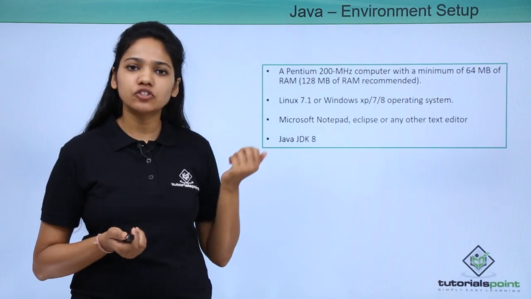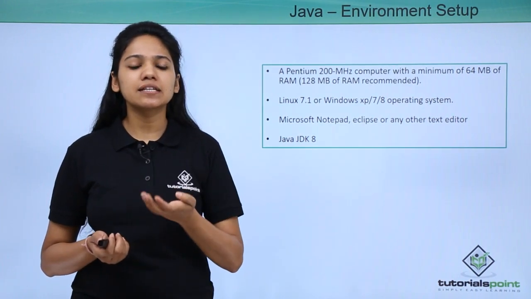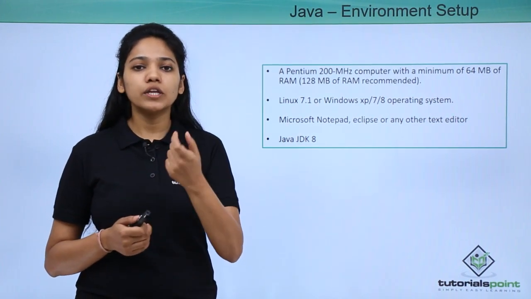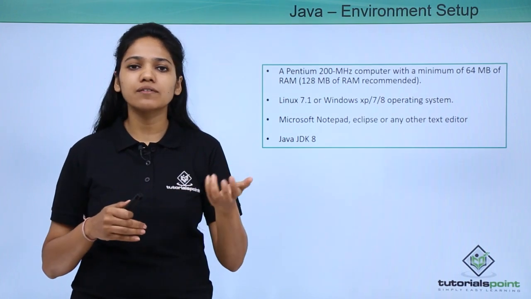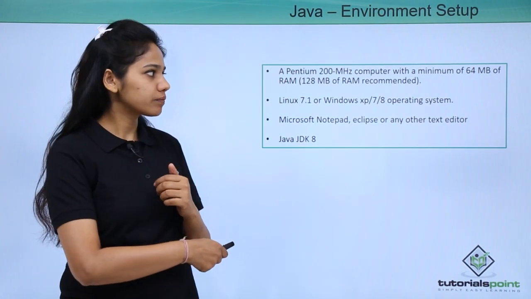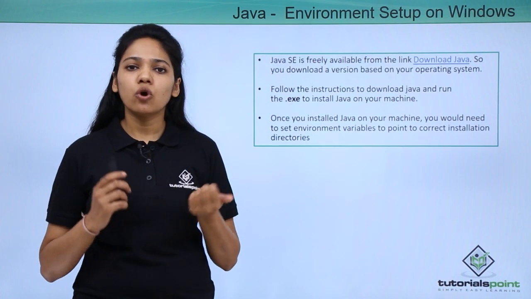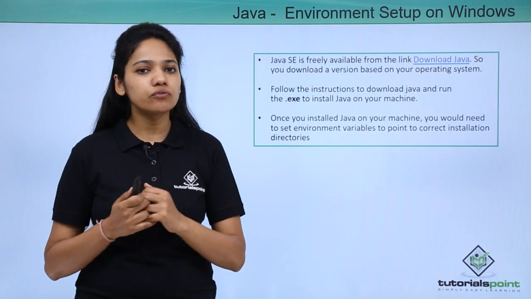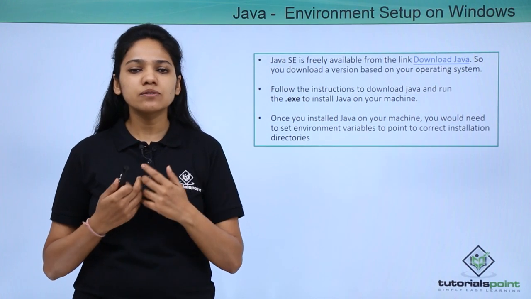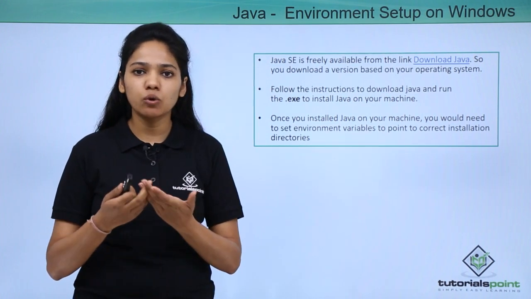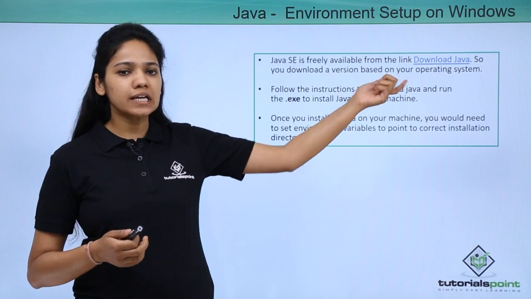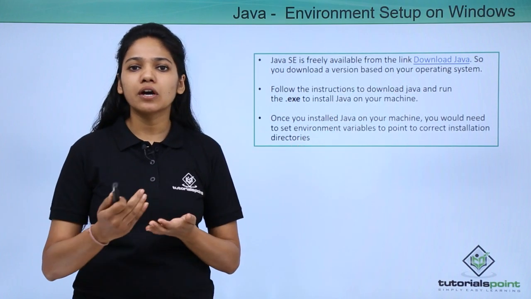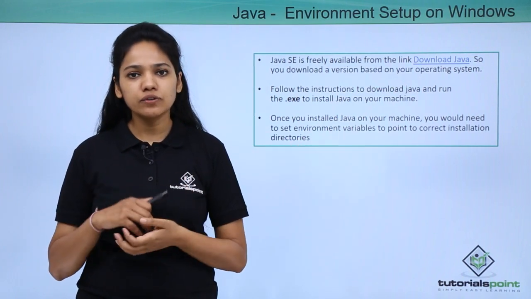Finally, you need JDK 8. JDK 8 is nothing but the latest version, where you are going to run your program on Java Standard Edition 8. It says that in order to download JDK 8, we first need to understand where it is available. As Java has become very freely available over the network, you just need to click on this download in order to download the JDK 8 file onto your system.